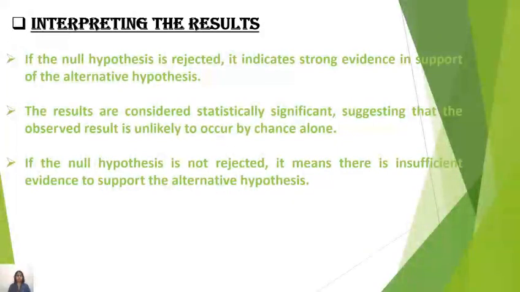Interpreting the results. If the null hypothesis is rejected, it indicates strong evidence in support of the alternative hypothesis. The results are considered statistically significant, suggesting that the observed result is unlikely to occur by chance alone. If the null hypothesis is not rejected, it means there is insufficient evidence to support the alternative hypothesis.